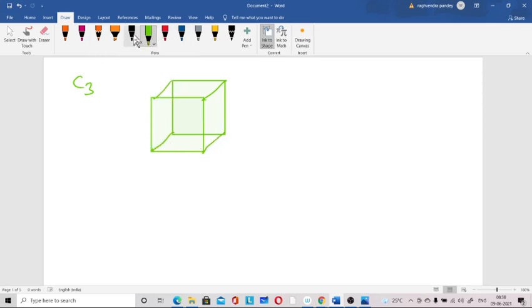Okay, so the C3 axis passes through this corner and it passes through another corner, just opposite to that. That is your C3 axis. Now we will study the body center. This is the center of symmetry here. This point I told you is called your center of symmetry.